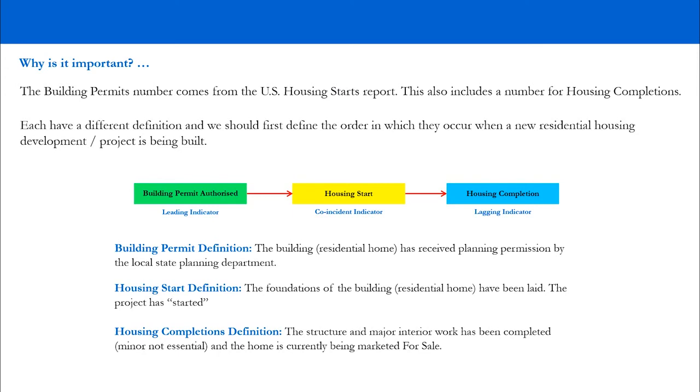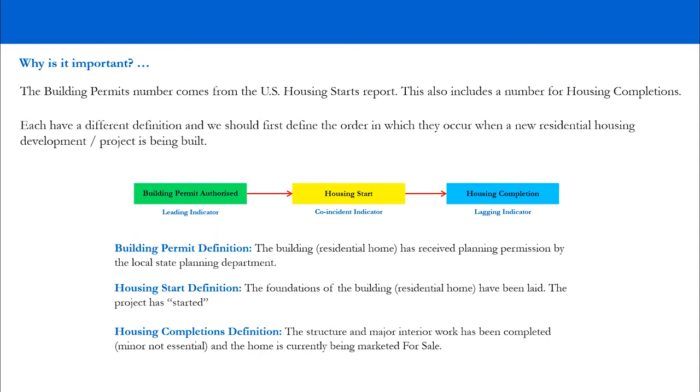There's basically three numbers within the monthly housing starts numbers, and each of them has a different definition in terms of the way economists would define the actual data.